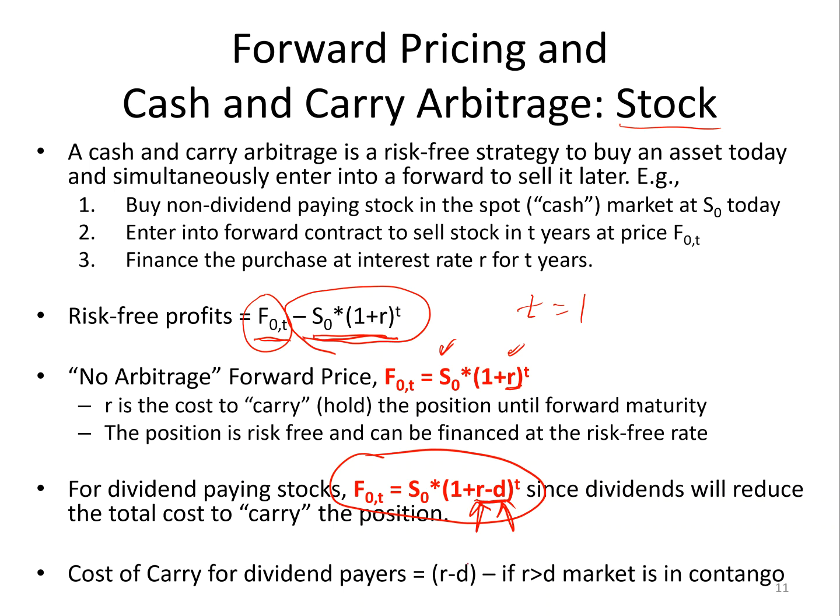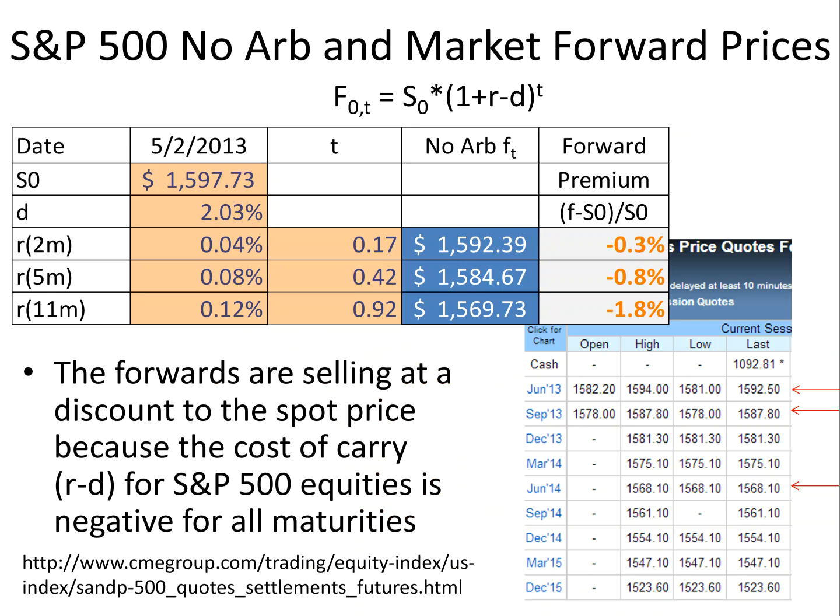Now, if R is greater than D, in other words, the cost of financing is greater than the dividend yield, then the forward price will be above the spot, and we say the market will be in contango. If dividend yields are greater than interest rates, then the cost of carry is negative, and that market would be in backwardation. The forward price will be below the spot.